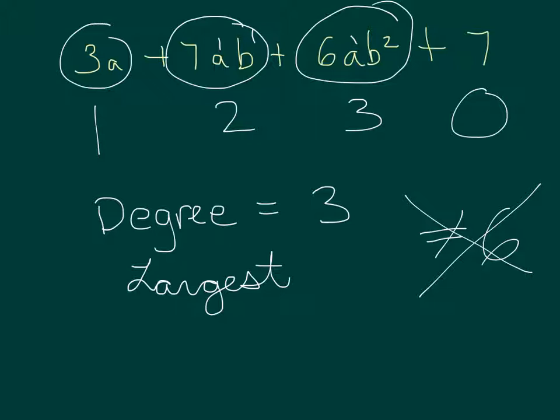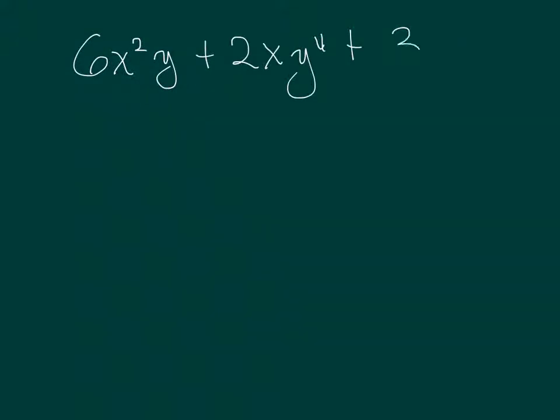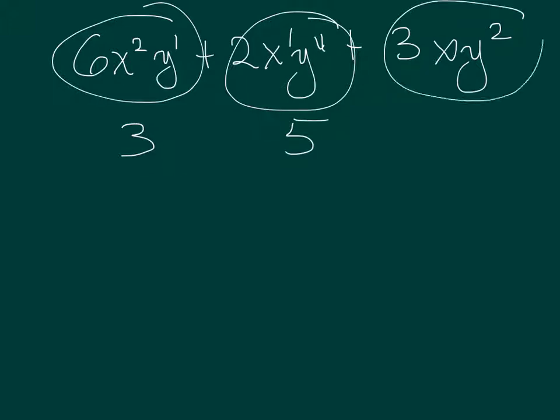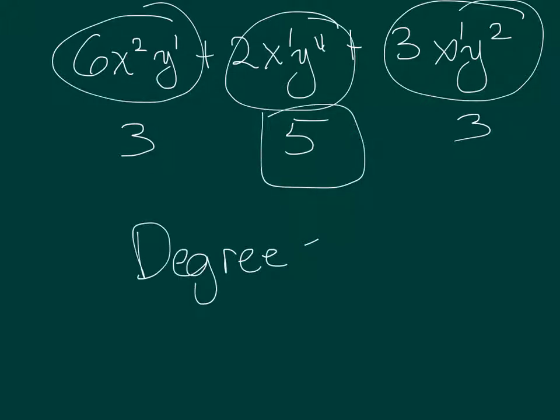So let's show one more example of that. 6x squared y plus 2xy to the fourth plus 3xy squared. If I look at this term, the degree would be 3. This term, the degree would be 5. This term, the degree would be 3. So 5 is the largest, so the degree of this polynomial would be 5.